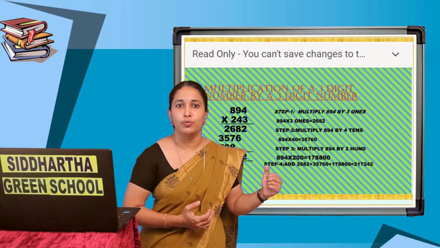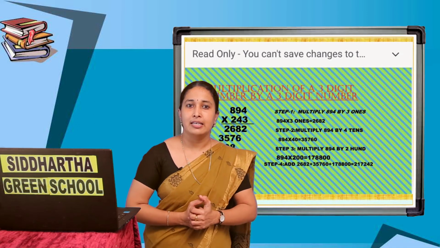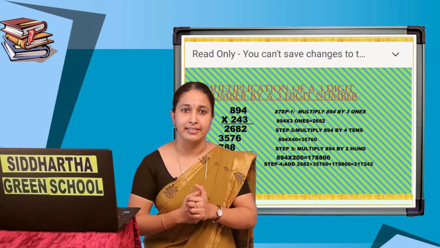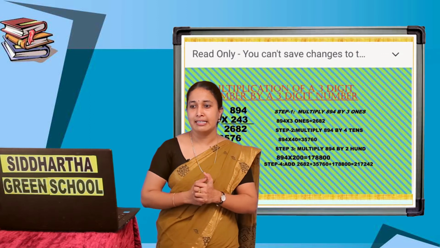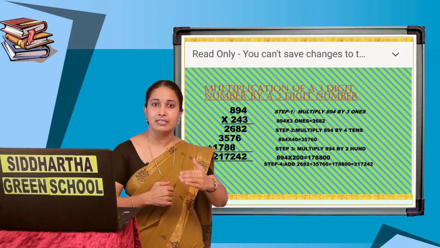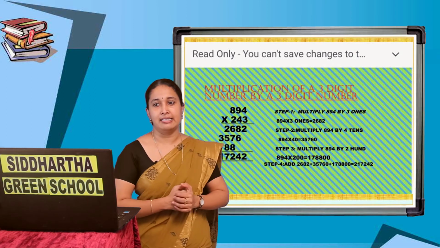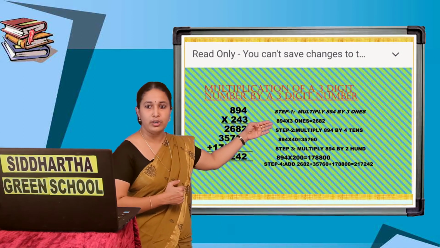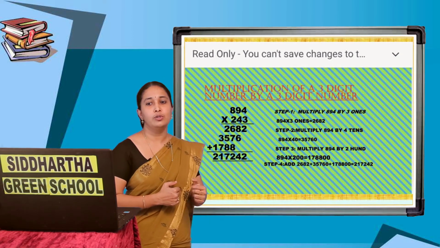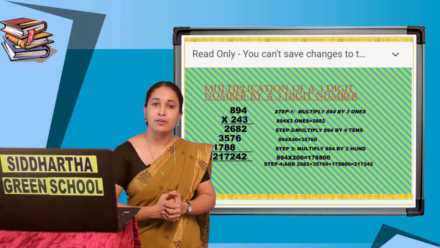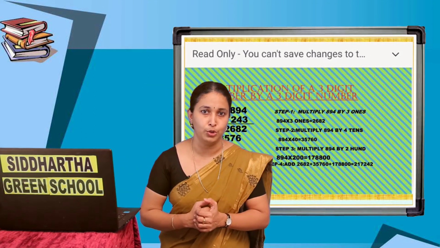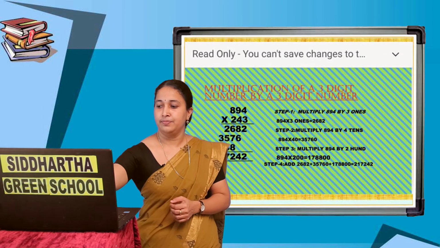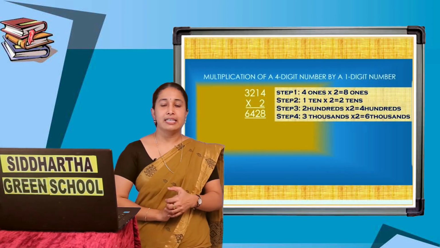894 into 2 we get the answer 17,880. Then adding all these products we get the final answer: 894 into 243 is equal to 2,17,242.